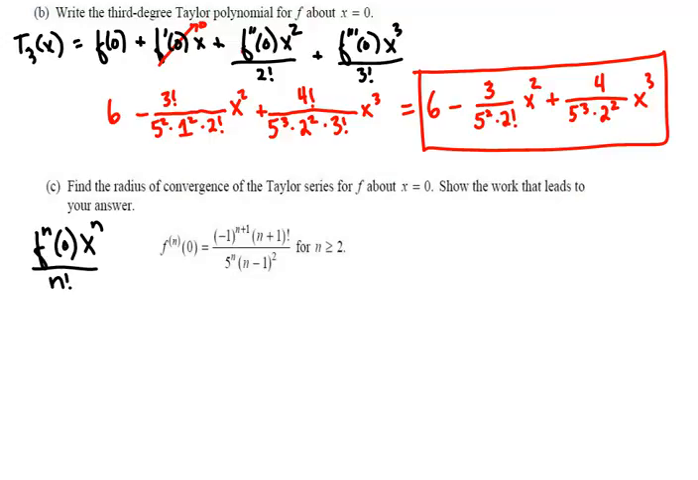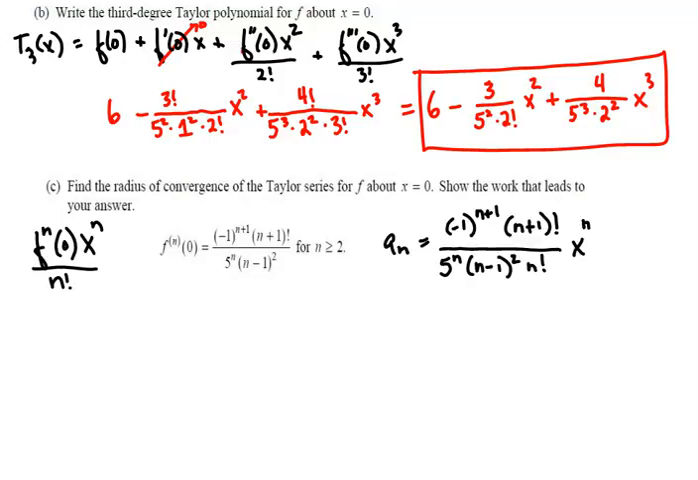So we could take the formula that we were given above, and that's really our nth derivative of f at 0. And we would still have to divide that by n factorial and multiply that by x to the n. So then a sub n is equal to negative 1 to the n plus 1 times n plus 1 factorial over 5 to the n times n minus 1 squared, then an n factorial in the denominator, and x to the n. So that would be my nth term.